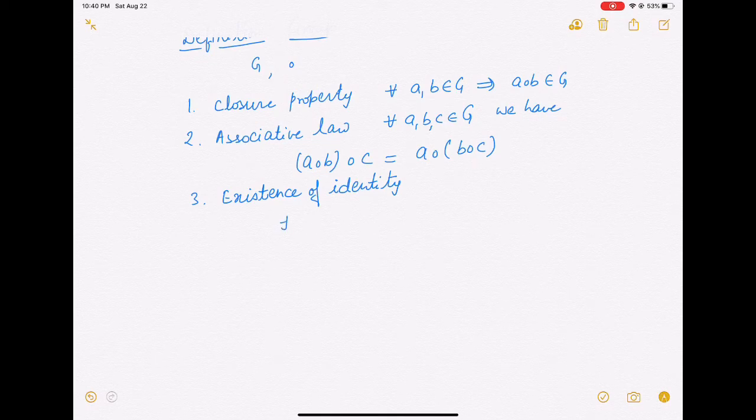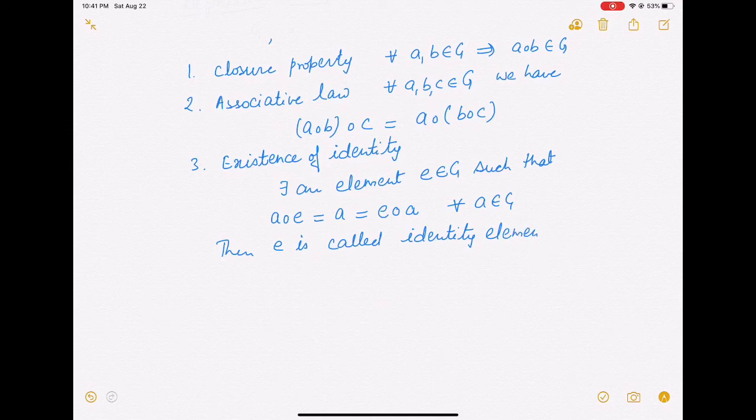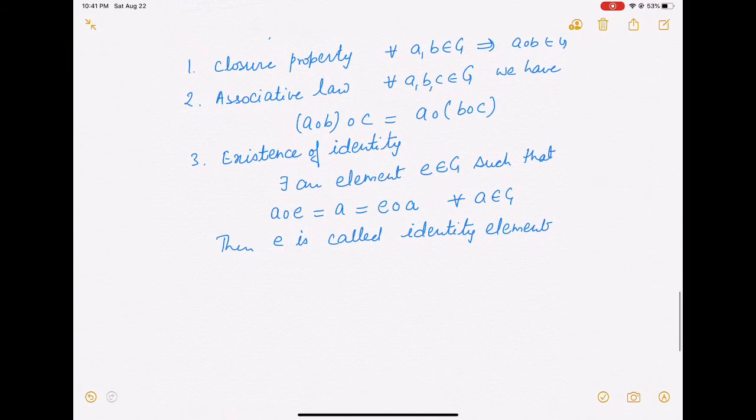This property says there exists an element, say E belongs to G, such that A operation E gives you A, and E operation A gives you A. So to avoid this problem, whether E is operated from the right or the left, here we take A operation E equal to E operation A gives you the same element A for all A belongs to G. Then E is called the identity element of G.